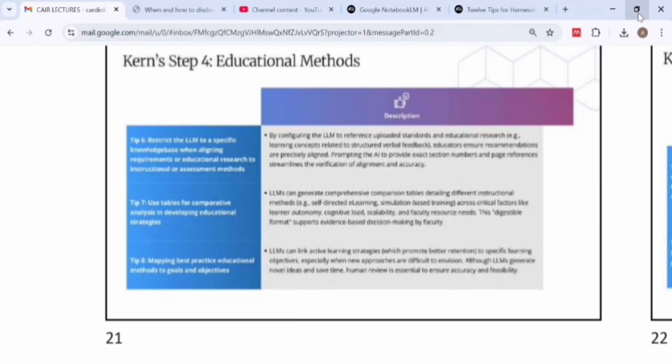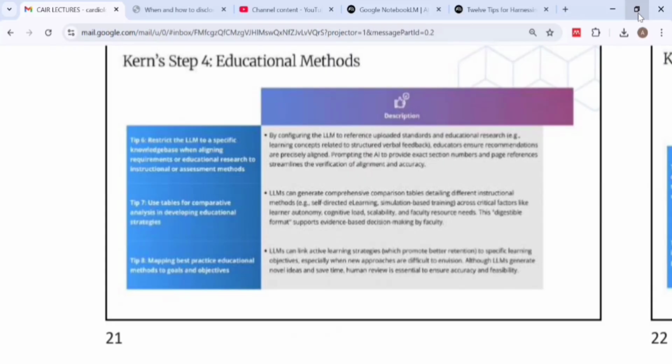LLMs can generate comprehensive comparison tables detailing different instructional methods, for example, self-directed learning and simulation-based learning, against critical factors like learner autonomy, cognitive load, scalability, and faculty resource needs. This digestible format supports evidence-based decision-making by faculty. It is mapping best practices in educational methods to goals and objectives.